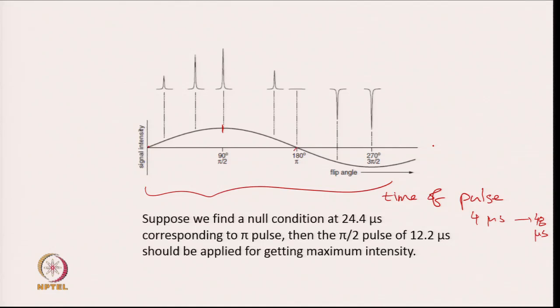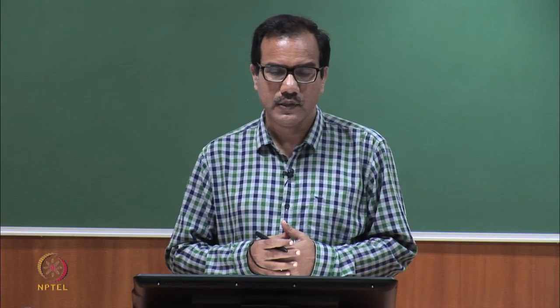So, what you do is, for example, you apply 4 microsecond, then 5, 6, 7, 8 till 48 microsecond, and then try to see a null condition. Suppose we find a null condition at 24.4 microsecond corresponding to the pi pulse, then the pi by 2 pulse will be 12.2 microsecond, and that should be chosen to get the maximum intensity.